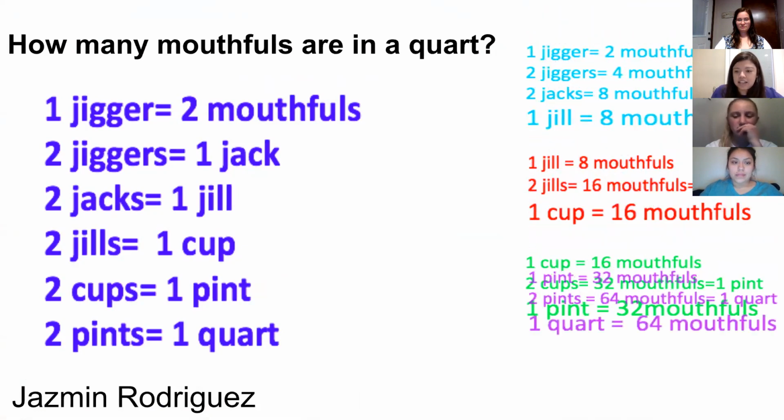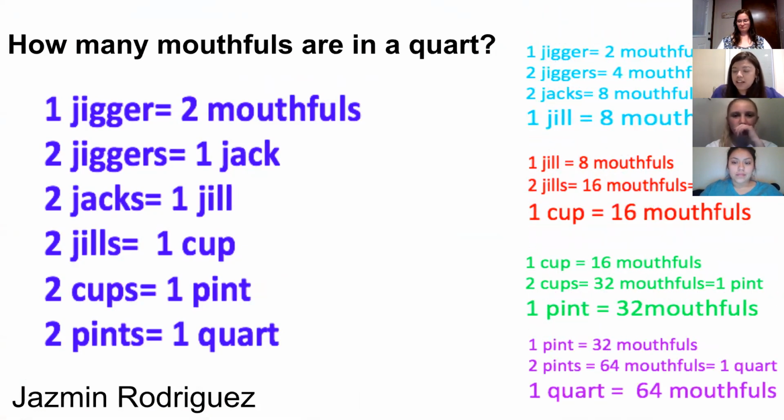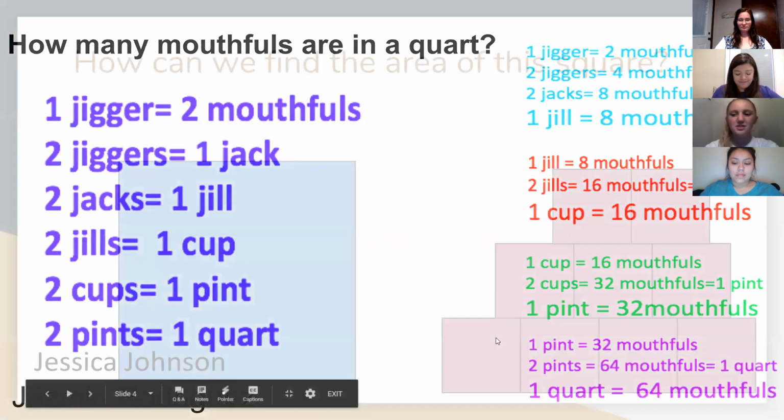And lastly, if 1 pint is 32 mouthfuls, we will once again double the number of pints to 2, which will also double the number of mouthfuls to 64. Therefore, 1 quart is equal to 64 mouthfuls. Gotcha.